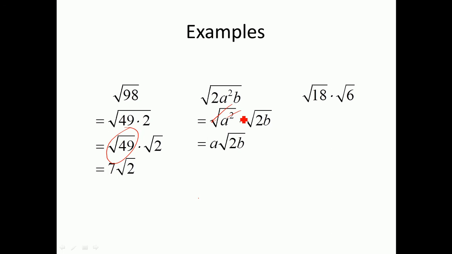If I have a multiplication problem, it's the same idea. I'm going to put it together, then split it back apart to get the perfect square out. So you have the square root of 18 times 6 is what I get from our initial problem. And that gives me the square root of 108. Now, I have to ask myself, is there a perfect square in there somewhere?